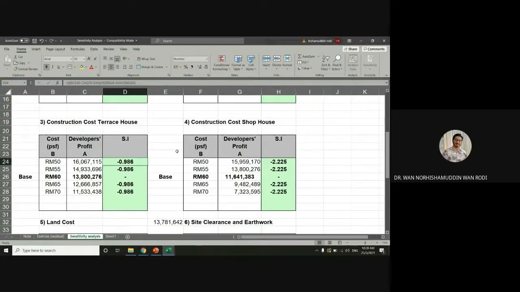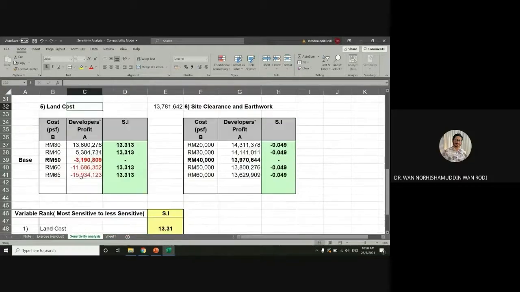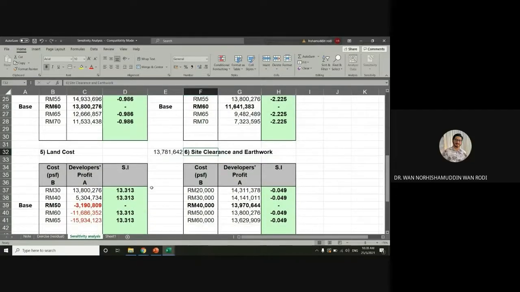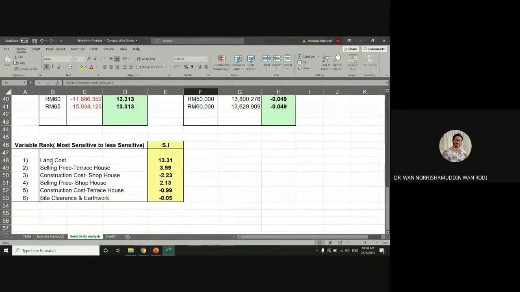And then you can also conduct the SI sensitivity analysis to determine the SI for other variables such as construction cost of shop house, land costs, site clearance, and earthwork. Okay, after you estimate the SI for most of the variables, then you can summarize it in a table, using rank from most sensitive to less sensitive.